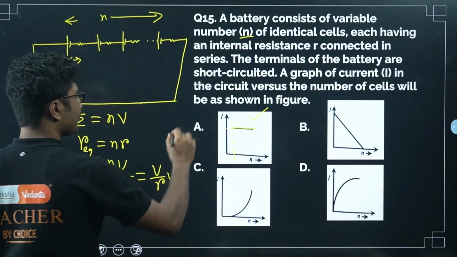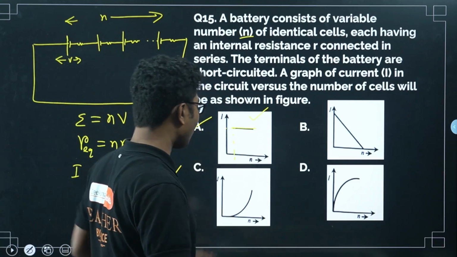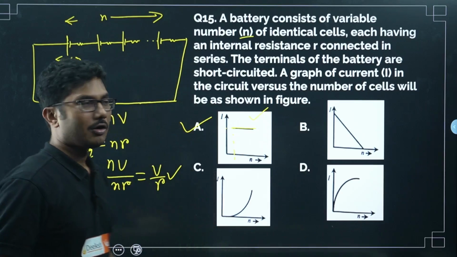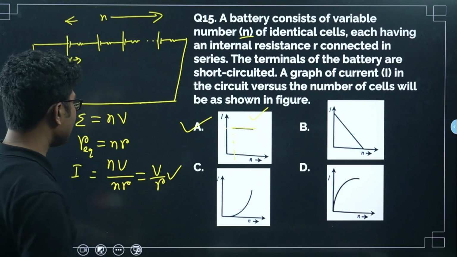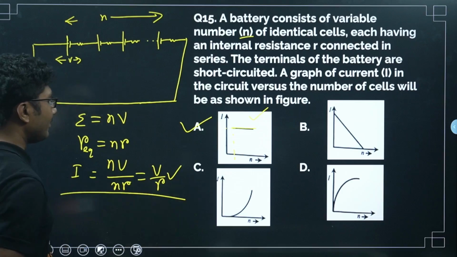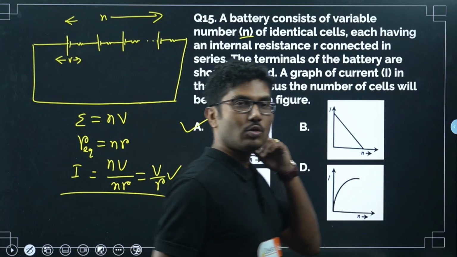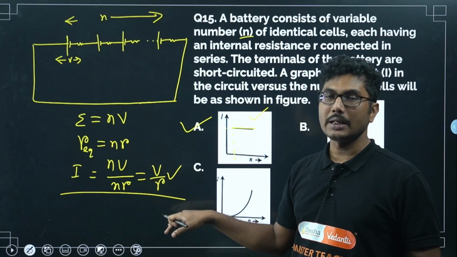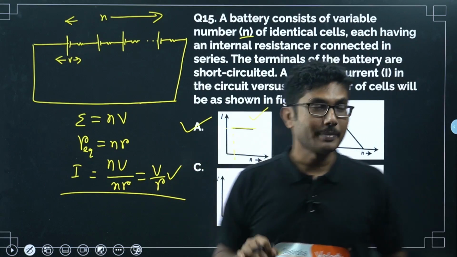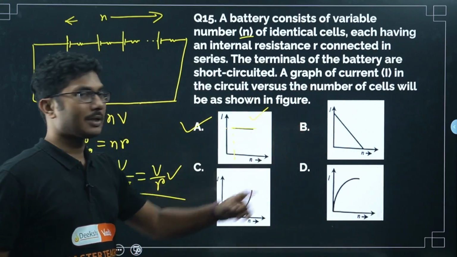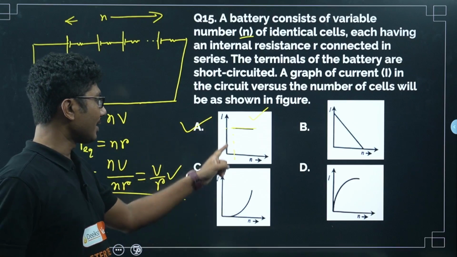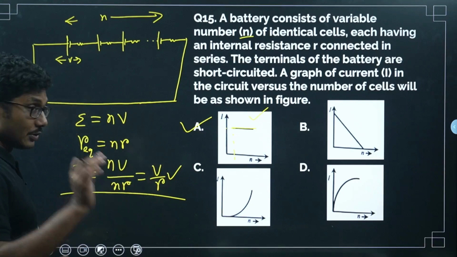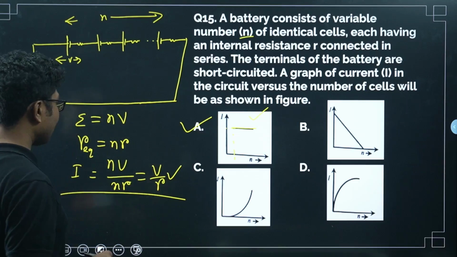So the correct option is option A. It is neither increasing nor decreasing, nor dependent on the square or on the inverse square. So basically this is the formula, V by R. Current is constant no matter how many batteries you connect. You connect 100 batteries, it will still be V by R. You connect 1000 batteries, no matter how large n is, as long as one cell is connected, you will get the same current.